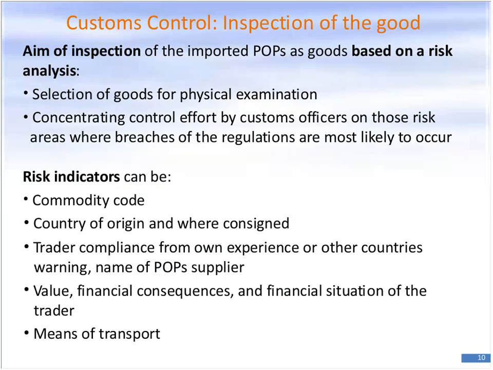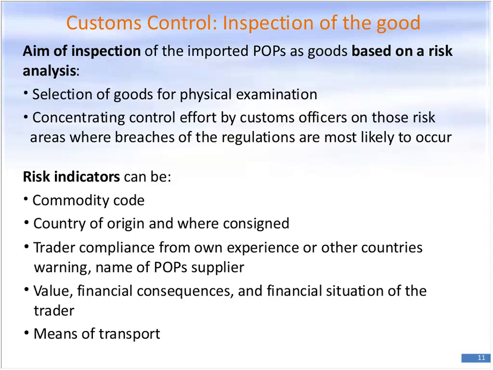Well, then customs does also inspect the goods sometimes. They do this on the basis of a risk analysis. So they select goods for physical examination in areas where the customs officer, due to a risk analysis, thinks that breaches of the regulation are likely to occur. Risk indicators can be the commodity code, the harmonized system code, or the country of origin. When it's, for example, about PFOS, the main producer of PFOS and PFOS-related chemicals is China.